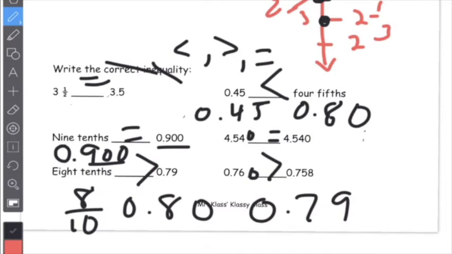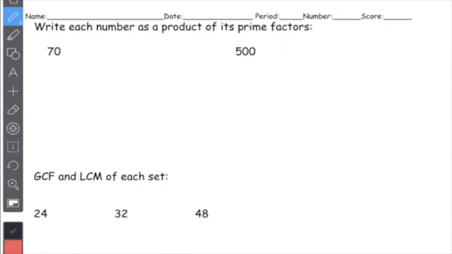Okay, next page. The next page says write each number as a product of its prime factors. So we're going to make a factor tree. Let me just make this a little bigger.